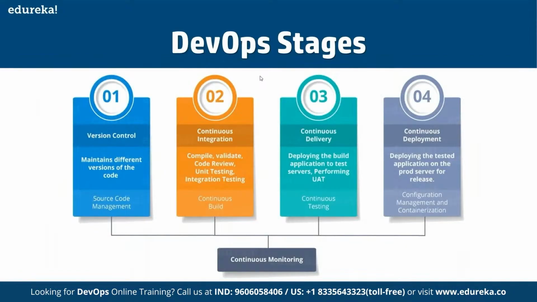Now, the different DevOps stages, as I told you, start with version controlling, where the developer maintains different versions of the code in a source code management system like Git, GitHub, GitLab, Bitbucket, Mercurial, and so on. The continuous integration process involves compiling the code, validating the code, reviewing the code, unit testing it, and integrating it.